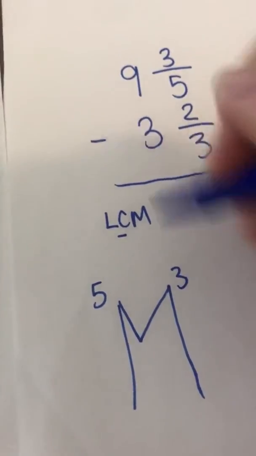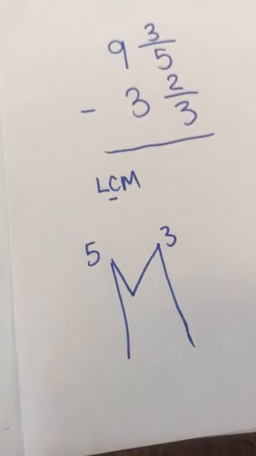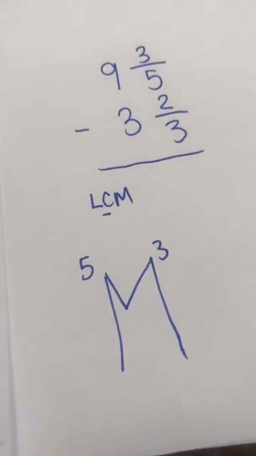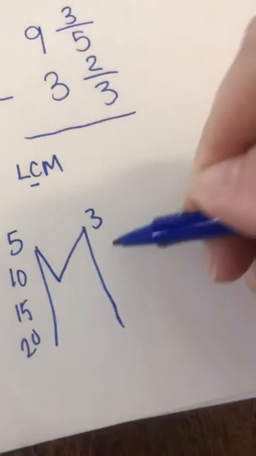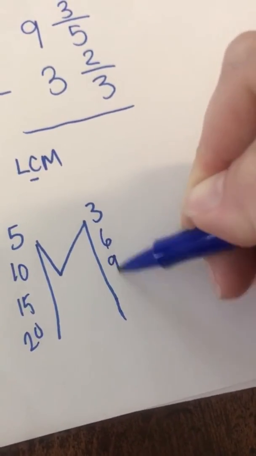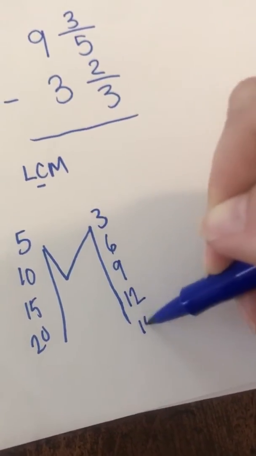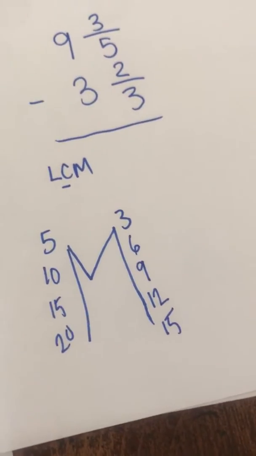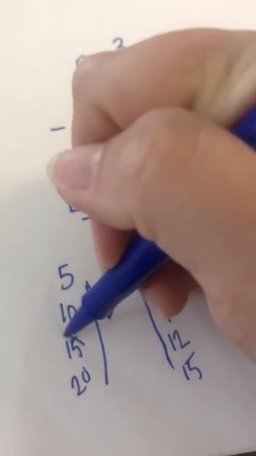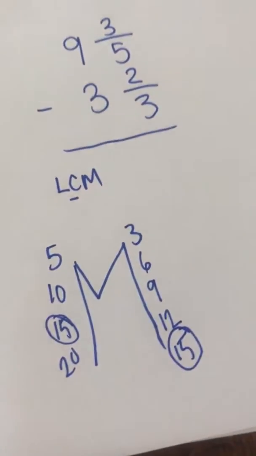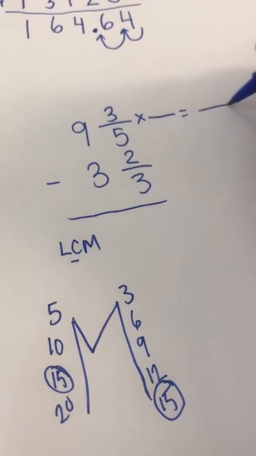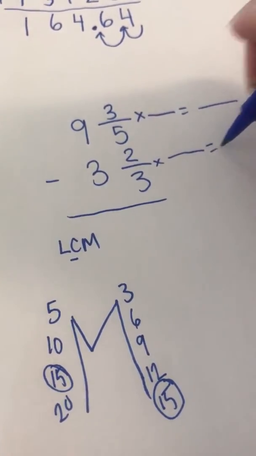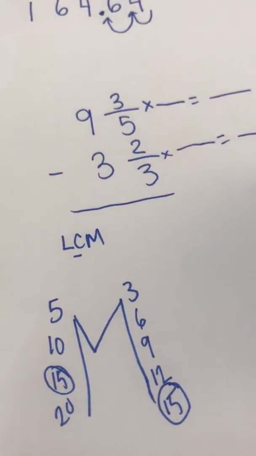So we're going to list our multiples, find the smallest one that they have in common. I'm moving a little bit faster today. Hopefully you'll be able to keep up. So 5, 10, 15, 20; 3, 6, 9, 12, 15. I'm stopping there because I see a common multiple. That common multiple is 15. So that means I need to change both of my fractions to have that common denominator of 15.